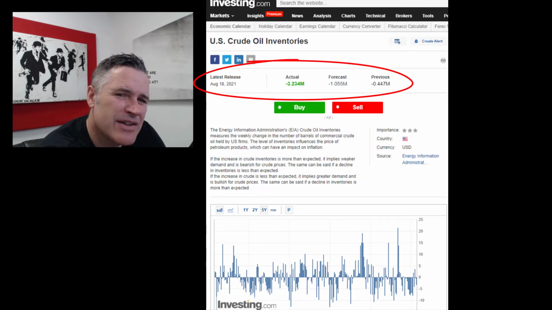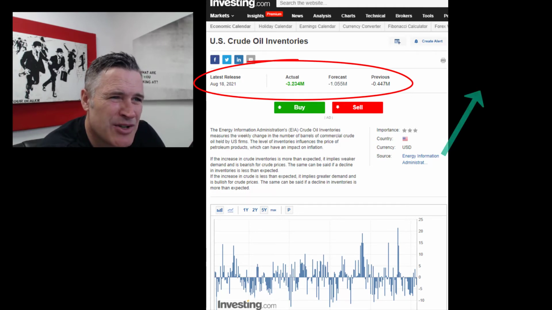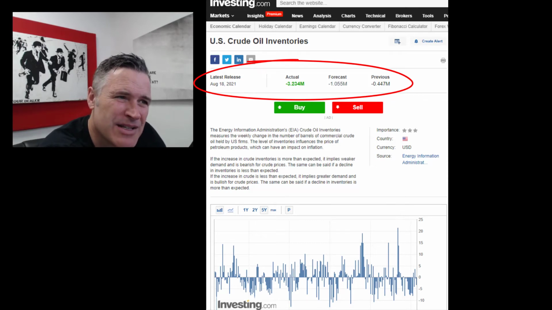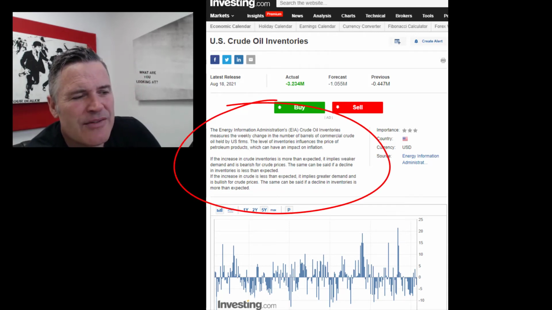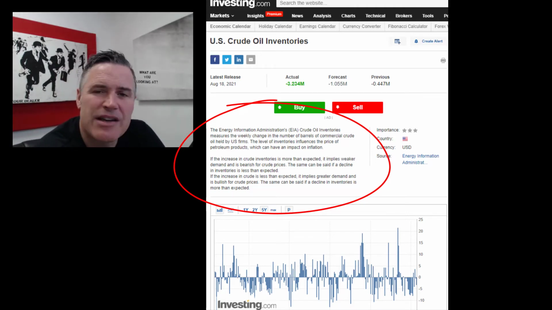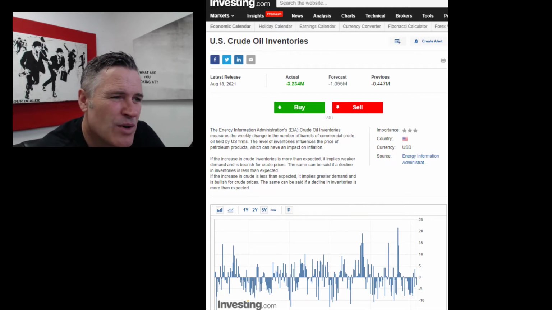We look at the previous amount, and then we can see at the top there was minus 0.447 million, a forecast amount which is minus 1.055 million, and an actual amount. And it's that difference in the actual amount when it's published versus the forecast that we're looking for, to gauge a better idea of where we think the price might be going. And it's nicely put there on the investing.com website what that means. It says there, if the increase in crude oil inventories is more than expected, it's weaker for demand and therefore bearish, and vice versa to the other side where it becomes more bullish.